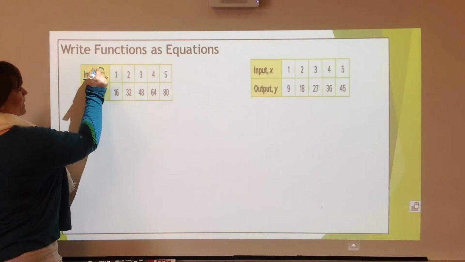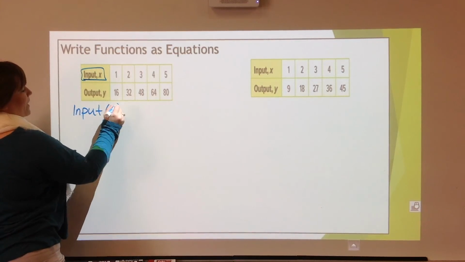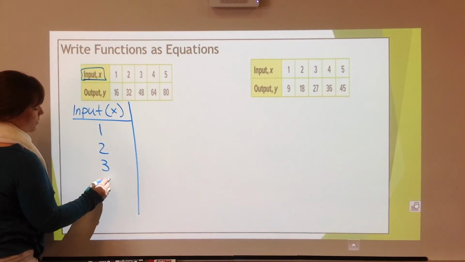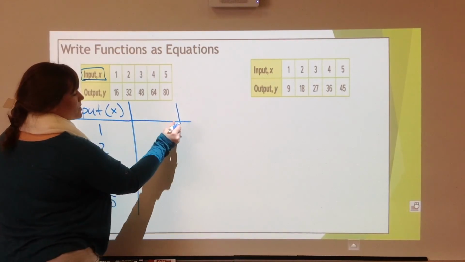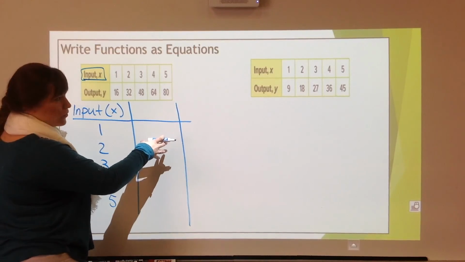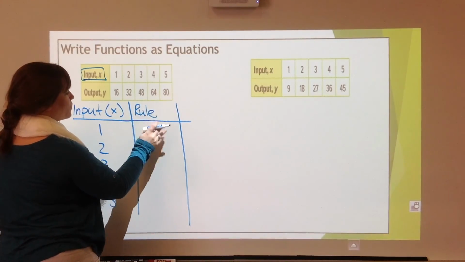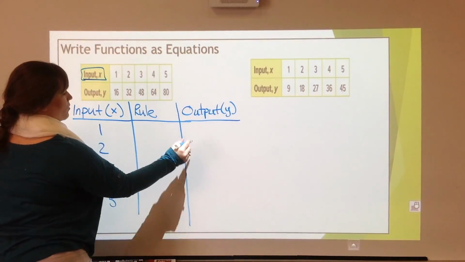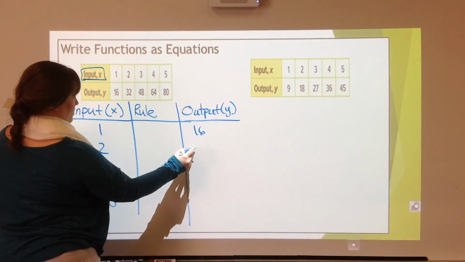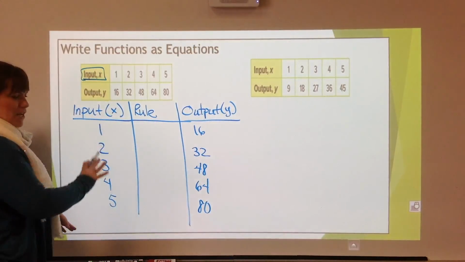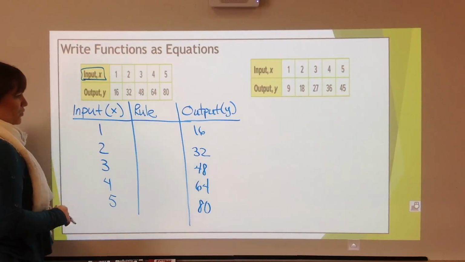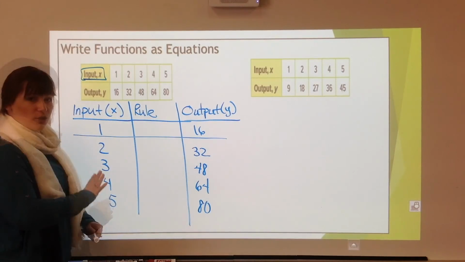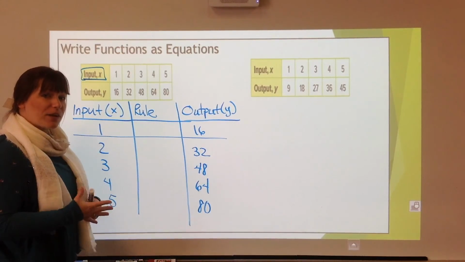So I'm going to put my input, which is my x value, in a vertical chart. I'm just going to do our numbers down this way. Then I'm going to leave a middle space. This is where my rule is going to go. I'm just going to label it my rule. And then my output, or my y, is going to go on the right. Do your best to line it up. I know you don't have actual grid lines, but that's okay. If it makes you feel better and you want to do this, that's fine as well. I'm not going to.